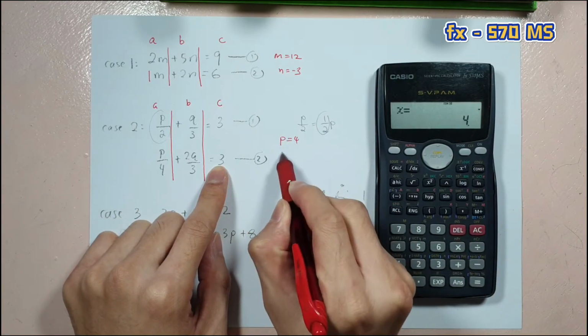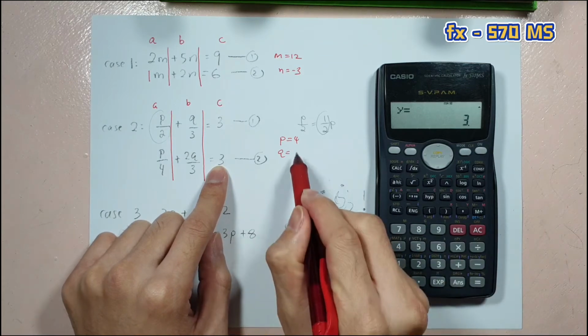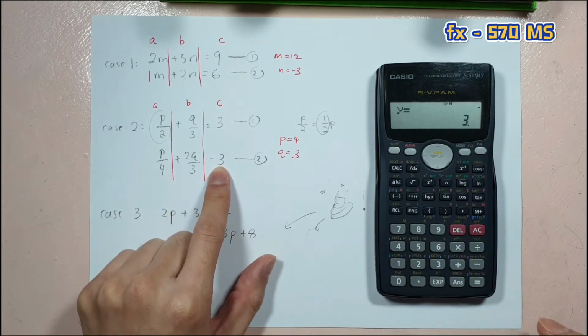P equals 4. And then for your Q answer, press equal again, you get 3. Okay, so that's how you check the answer.